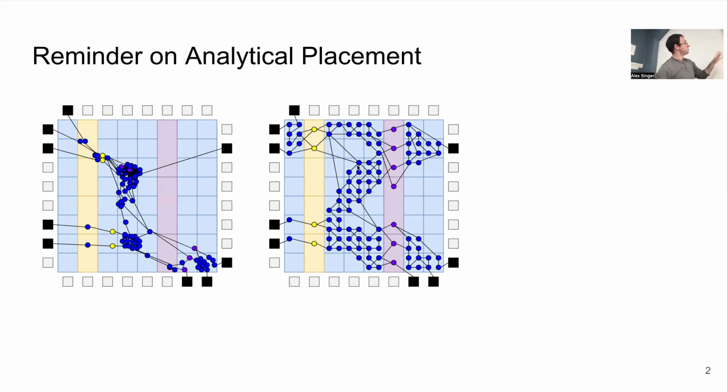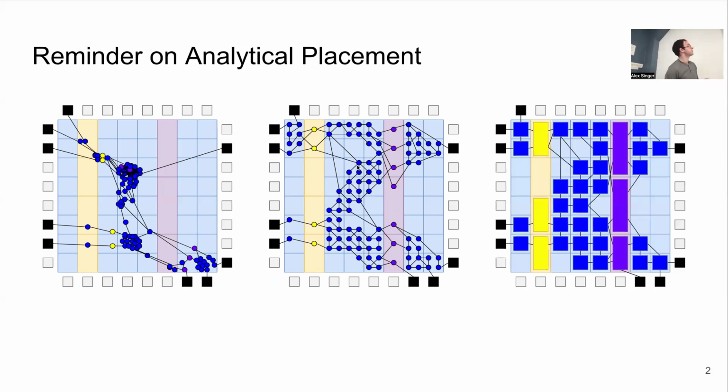And then finally, once you've gotten your global placement, you pass this into a full legalizer that actually builds the real clusters and actually places them truly on the chip. So this is an overview of how analytical placement works. Any questions on this so far?